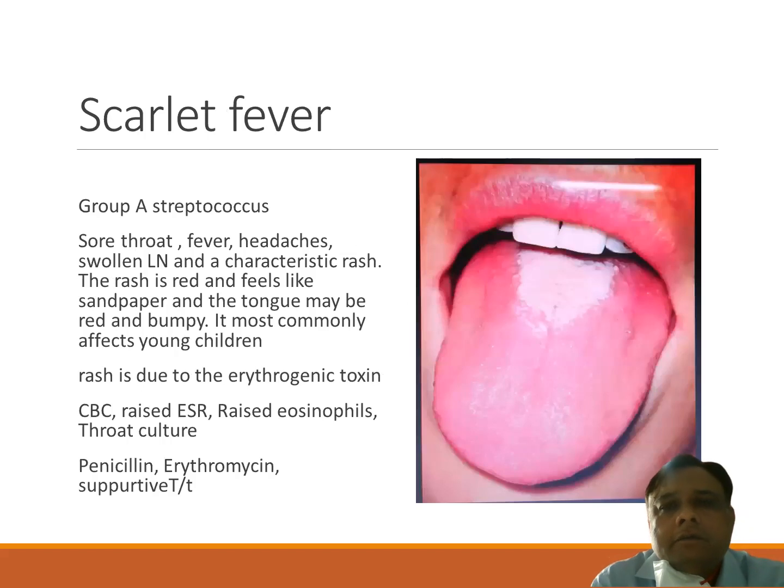Scarlet fever is another entity, which is caused by group A streptococcus. It includes sore throat, fever, headache, swollen lymph nodes, and a characteristic rash. The rash is red and feels like sandpaper, and the tongue may be red and bumpy. It most commonly affects young children. The rash is due to erythrogenic toxins.